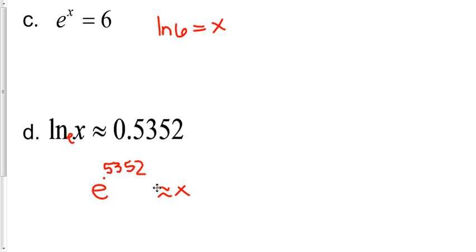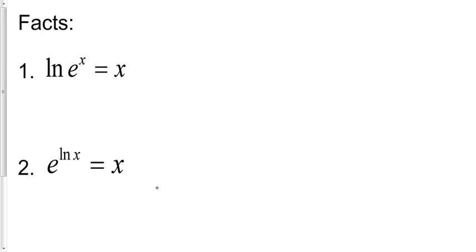Okay, now here are two facts that we know. These also stem from the properties of exponents, but they're also inverse operations. So if you take the natural logarithm of e to the x, you get x. And that makes sense because your base is e, your power is x, and it equals e to the x power. So that one makes sense.